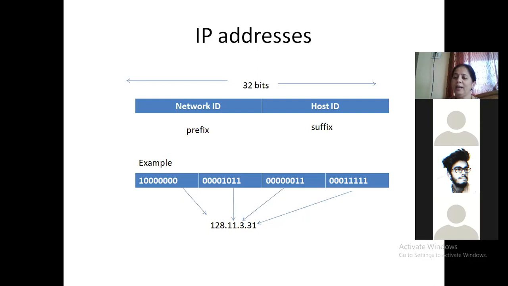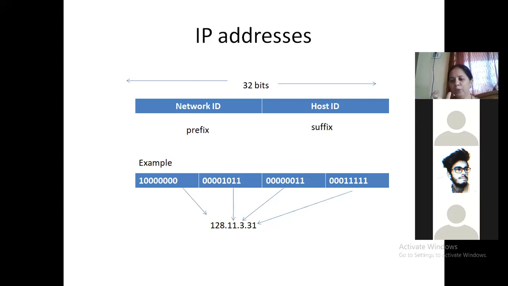So in LAN number 1, suppose we have 250 machines. Then if I want to identify machine number 2, then how will I identify it? LAN1.M2. LAN1 indicates the network and M2, machine 2, indicates the node number 2. Or suppose I want to identify machine number 50 in LAN 2. Then how will I identify it?